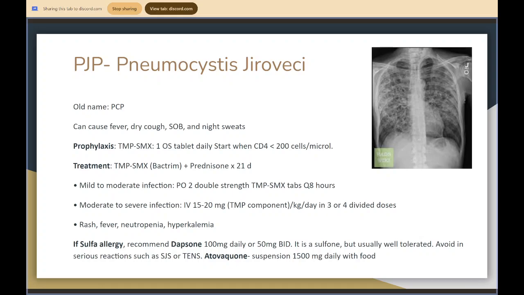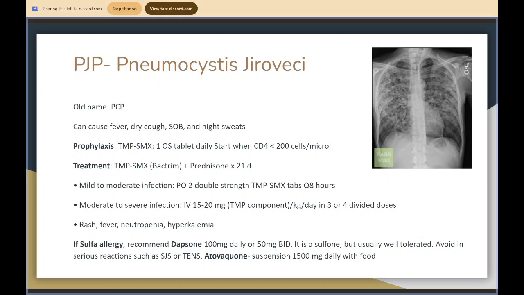You can also, for treatment, we're going to do Bactrim and prednisone. Prednisone is going to be for 21 days. And there are different dosing from mild to moderate and then moderate to severe infections. Mild to moderate, we can do orally, 2 double-strength tablets every 8 hours.